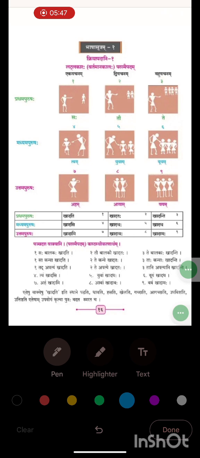Now they are asking: in these sentences, in place of khadati, use pathati, dhavati, hasati, khelati, gacchati, agacchati, upavishati, utthishthati, and then say and remember again. That is, they are asking you to add patha, dhava, hasa in place of khada, and then complete the same sentences.